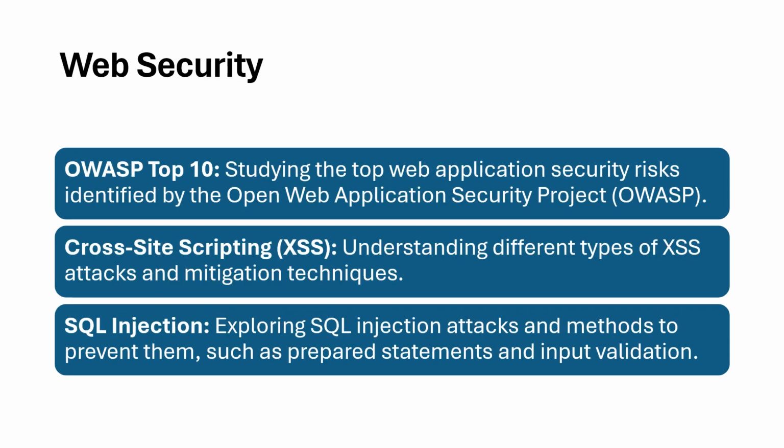So web security involves OWASP top 10. That means studying the top web application security risks identified by the Open Web Application Security Project, OWASP. So this is OWASP top 10, the security risks basically. Cross-site scripting, XSS, is understanding different types of XSS attacks and mitigation techniques. So external attacks and how to prevent them.